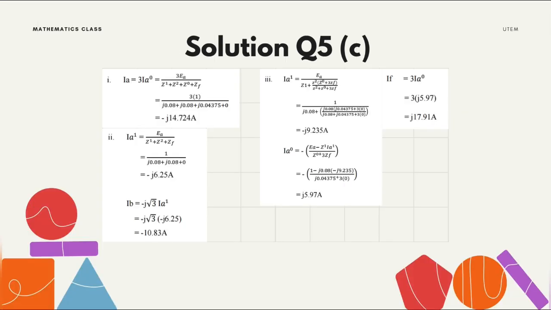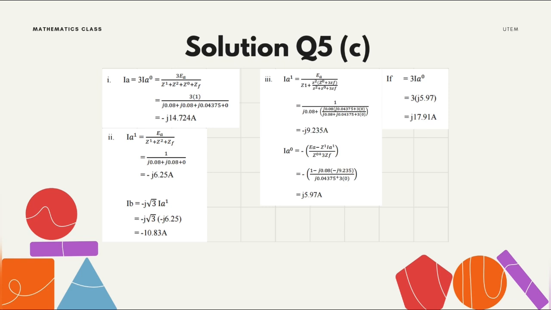Next, for the first question, a bolted single line to ground fault at bus 2, we need to find IA. IA is equal to 3 IA0, which equals 3 EA divided by Z1 plus Z2 plus Z0 plus ZF. Since it is bolted, we assume ZF is equal to 0. We put in the values, and the final answer is minus j14.724 ampere.